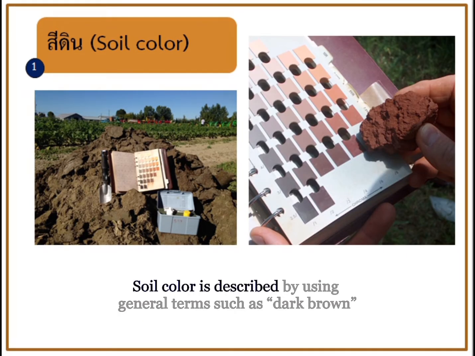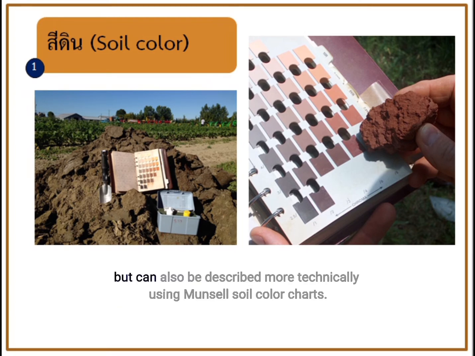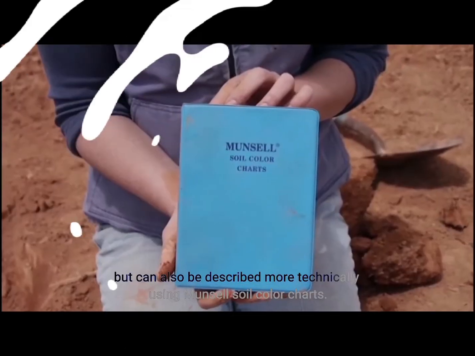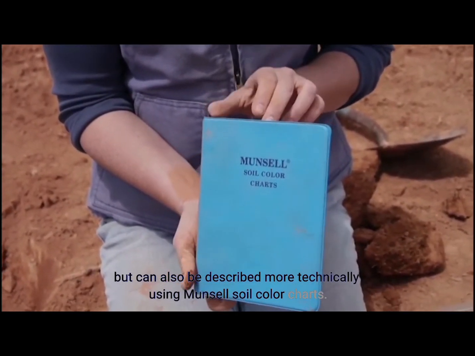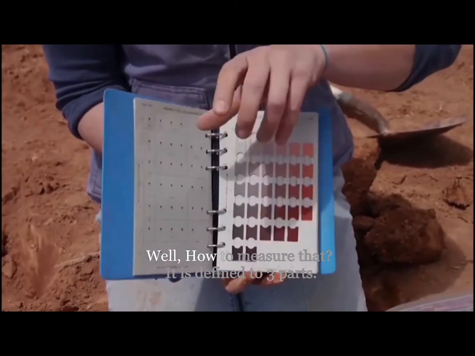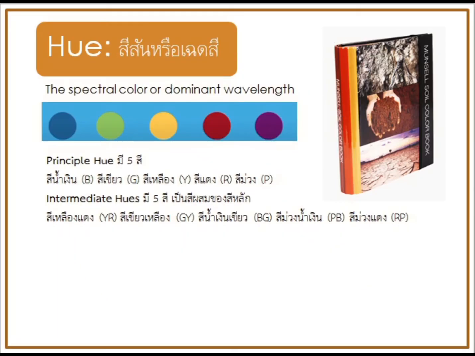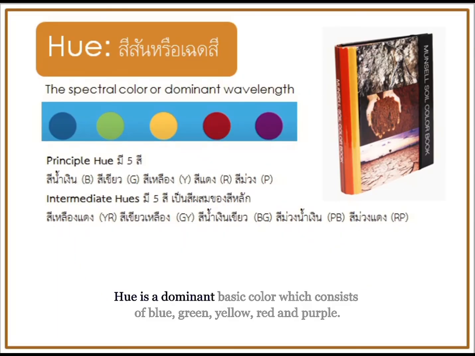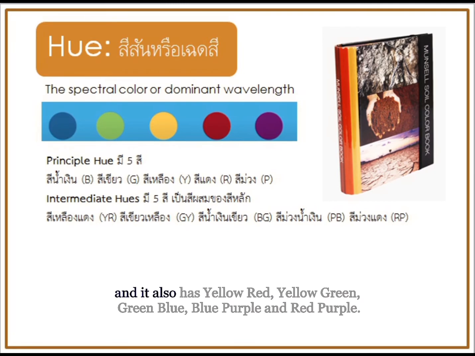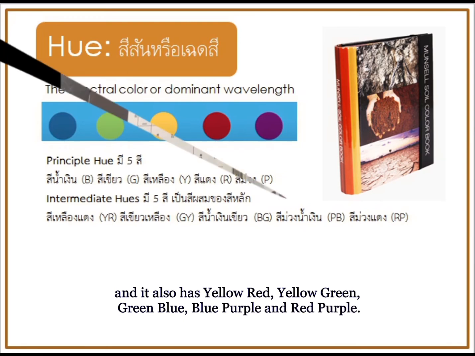Soil color is described by using general terms such as dark brown, but can also be described more technically using Munsell soil color charts. Well, how to measure that? It's defined in 3 parts. Here is a dominant basic color, which consists of blue, green, yellow, red, and purple. And it also has yellow-red, yellow-green, green-blue, blue-purple, and red-purple.